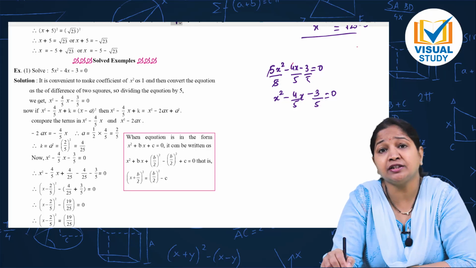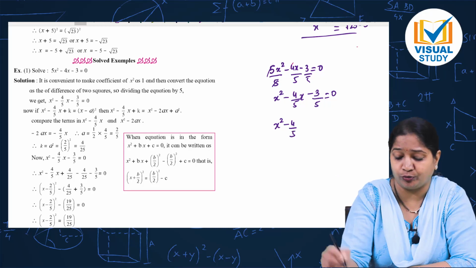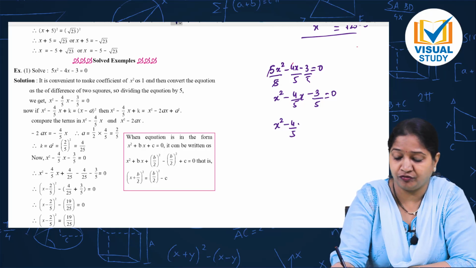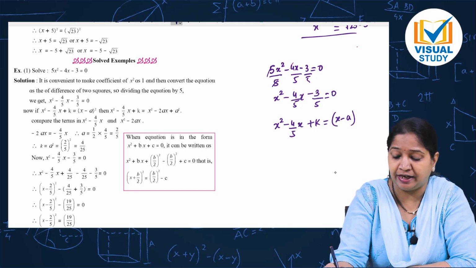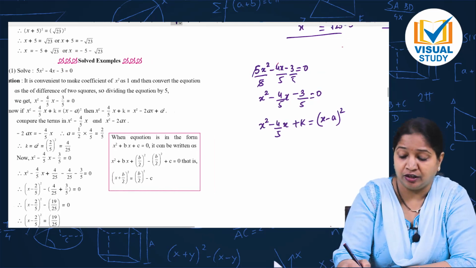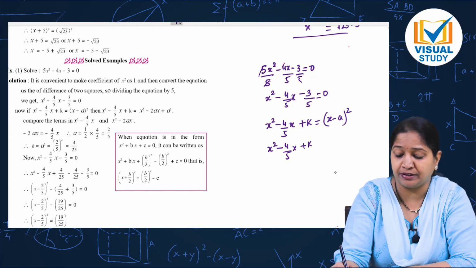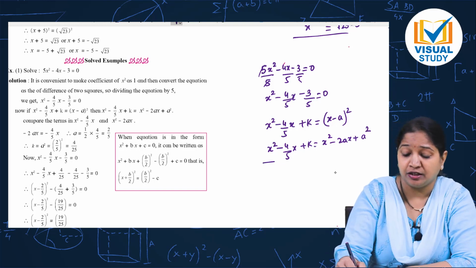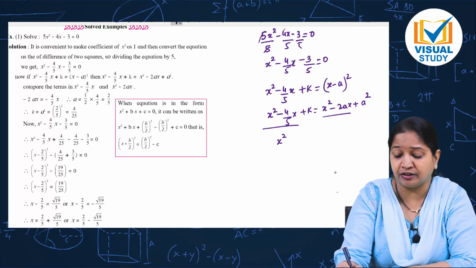Now again comparing this with x minus a whole square. x square minus 4 upon 5x plus k equal to x minus a whole square. Now, first of all, solve this. x square minus 4 upon 5x plus k equal to x square minus 2ax plus a square. Now, compare these two terms. So, by comparing, x square gets cancelled.